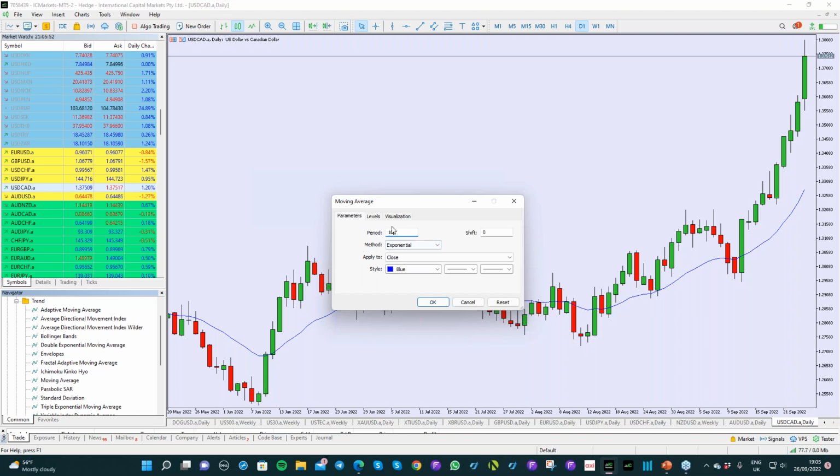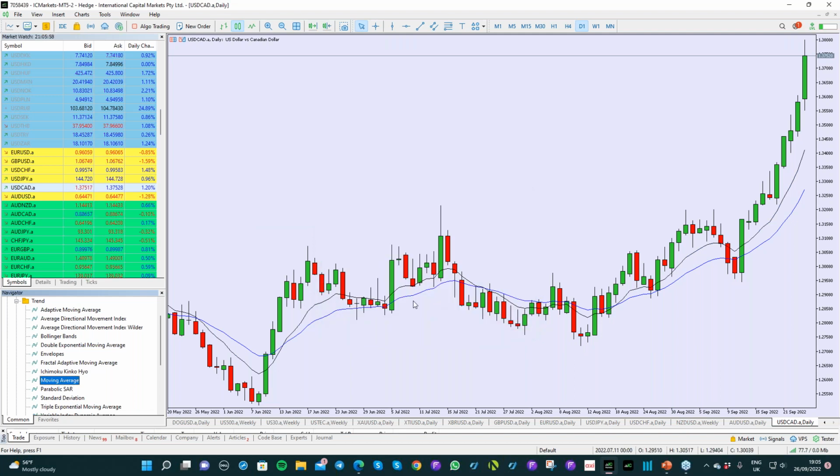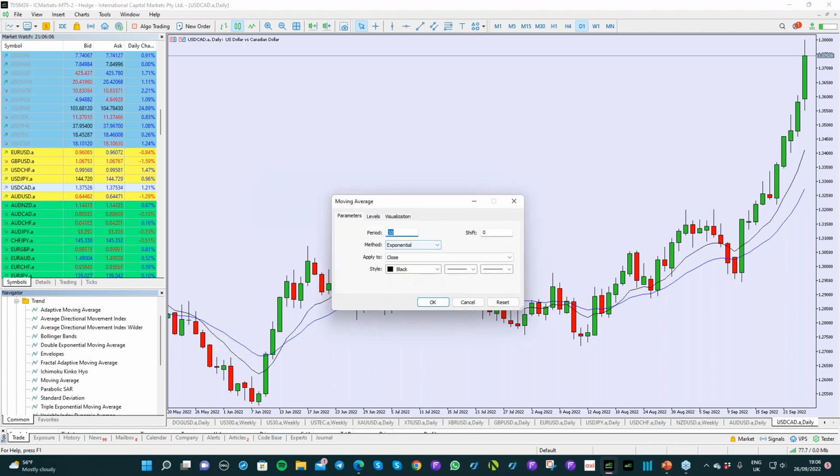So I'm changing the period to 10, and I'm going to change the color to black and click OK. I'm going through this quite quickly because I do believe that most of you probably can do this, and it's hopefully not too tricky. I'm going to put a 50 moving average on there, so I'm changing the period to 50. That one is going to be red.